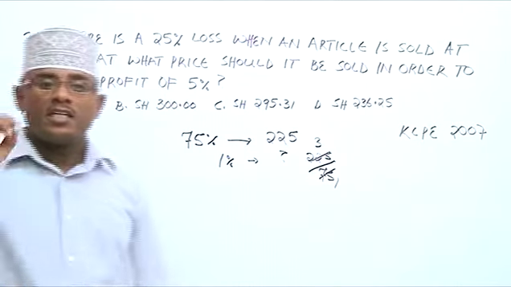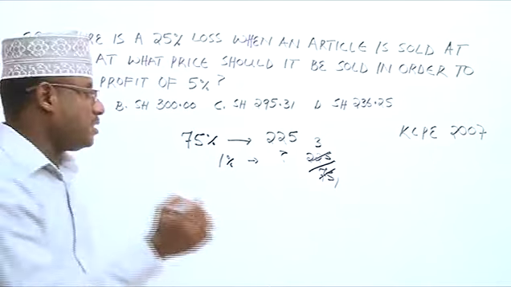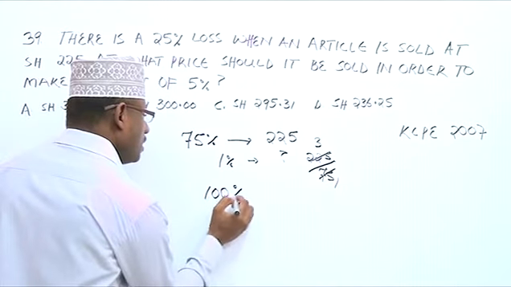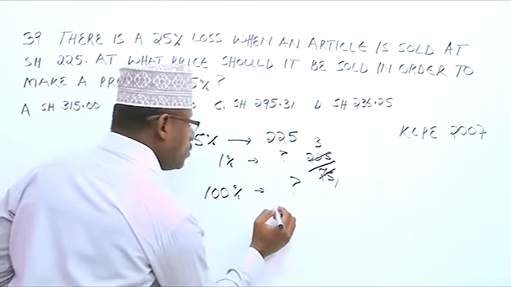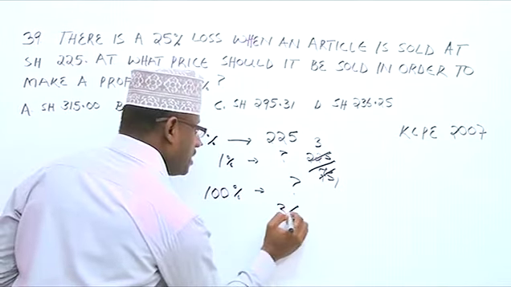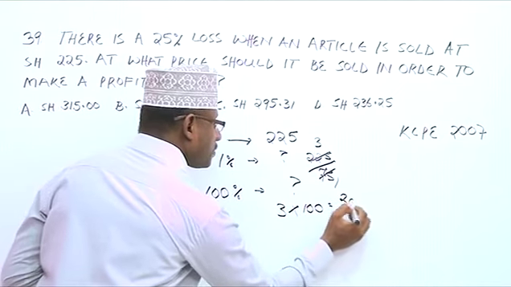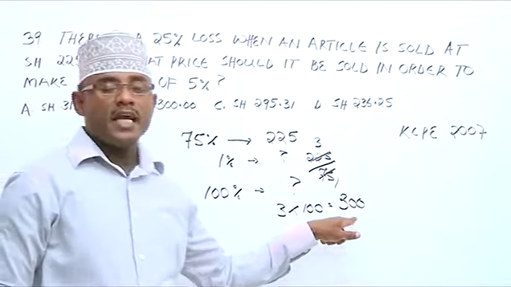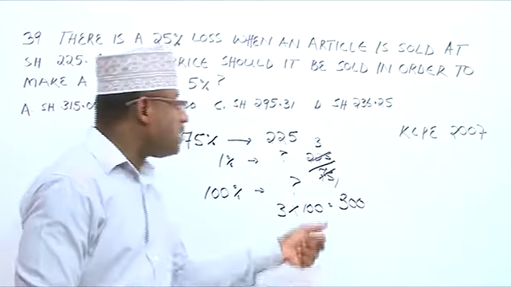Now what about the buying price of the item before being sold, which is 100%? It will be how much now? So 100% is how much? It will be the 1%, which is 3 shillings, multiplied by 100, which will give us 300. So this is the price at which the item was bought. Meaning this is the buying price.